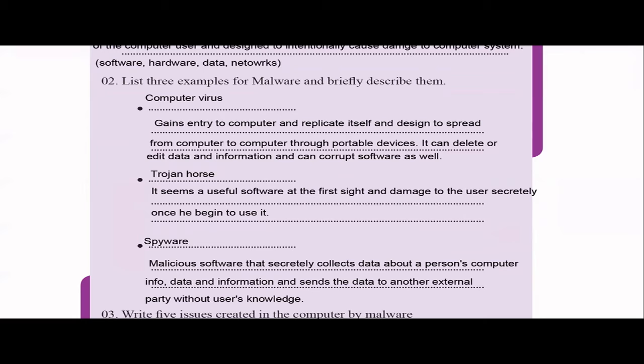So there are a few things. You can write computer virus, right? A virus gains entry to the computer, replicates itself, and spreads from one computer to another using portable devices, right? The harm it does is that it can delete or edit your data and information, and sometimes it can corrupt software as well.